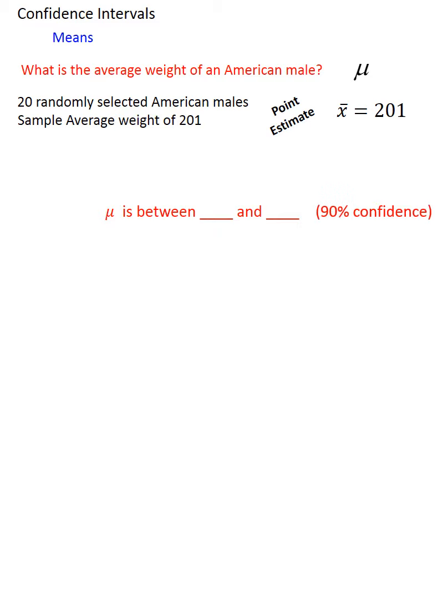Suppose we wanted to make this statement with what's called 90% confidence. More on that later. In order to do that, we're going to need three things. We're going to need a standard error. We're going to need something called a critical value, or critical t-value, and we're going to need something called a margin of error to see just how far off our point estimate might be. Well, let's start with standard error.